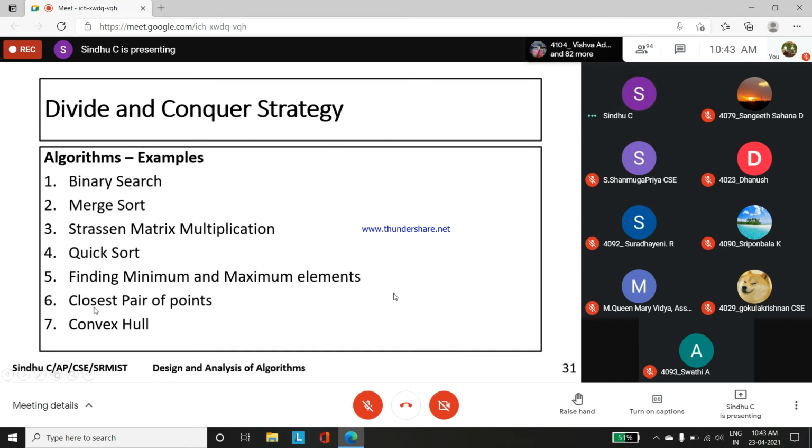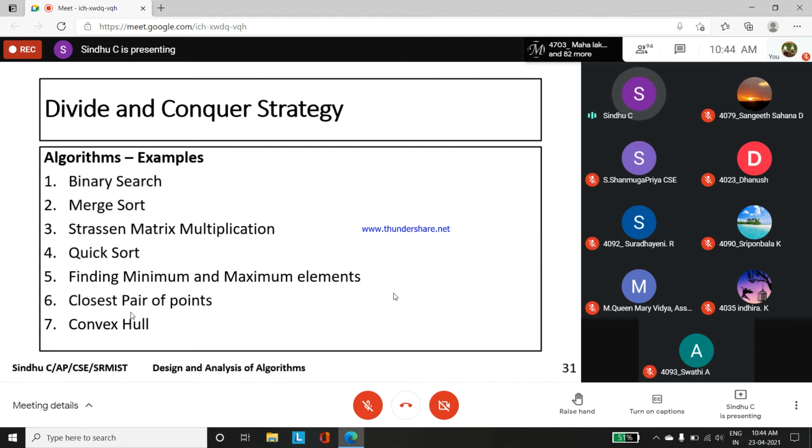Then you have closest pair of points, where you have, say in a graph, some set of points, several points scattered, and you're trying to find out which 2 points are closest to each other. The distance among each and every point you will calculate. How that can be achieved is, again, you divide the whole graph into 2 halves. Then each half is again split into 2 halves until you find the 2 closest points. You merge the solutions.